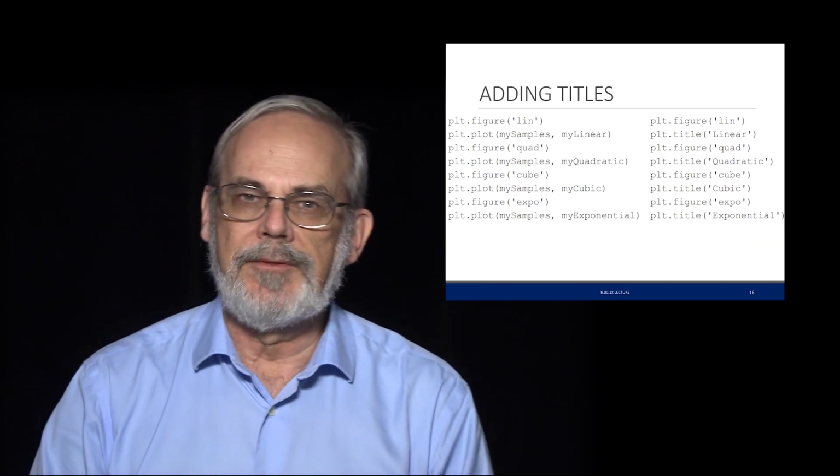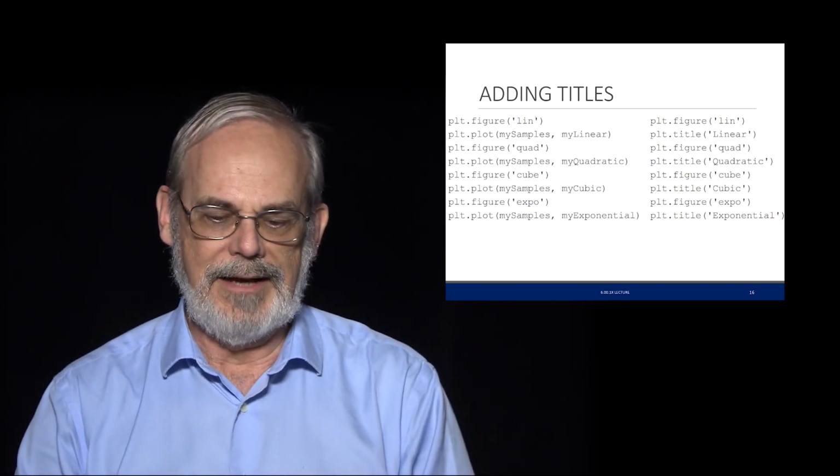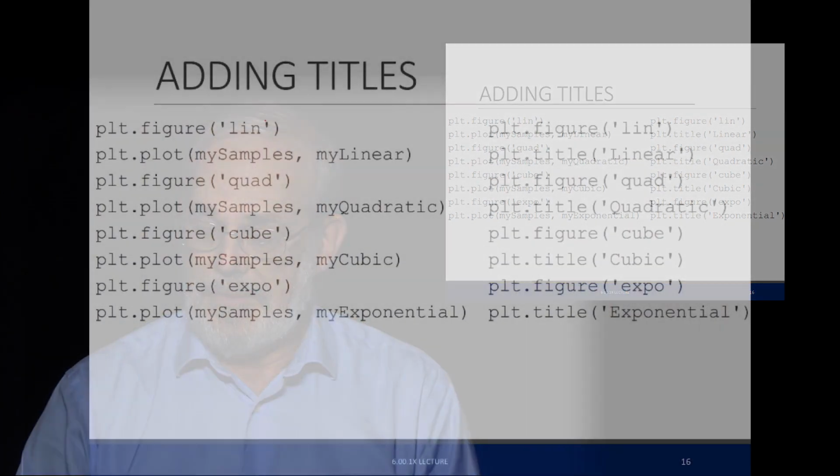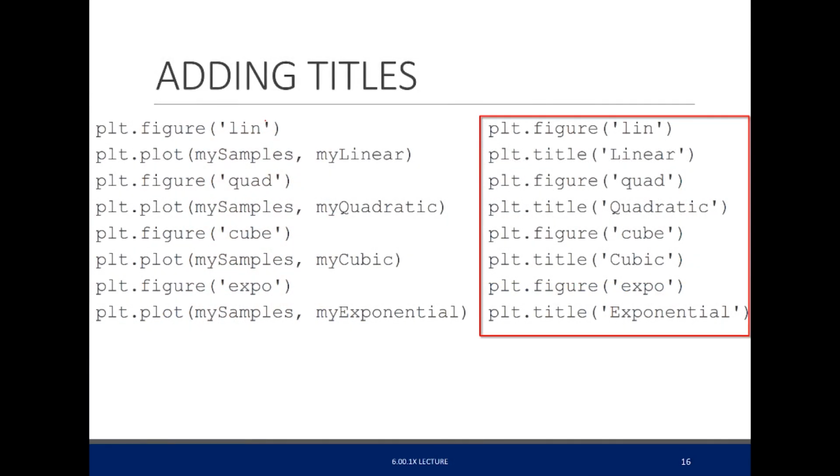If I'm really careful about this, I should not only label the x and y axes, I should also put titles on these graphs. I can do that by simply adding in, after I've done all of these pieces, opening up the figure, doing the plots, I could put in titles. And notice here, I'm reopening each one of the figures and then putting an appropriate title on each one of these graphs. Great. Let's see what happens when we do that.